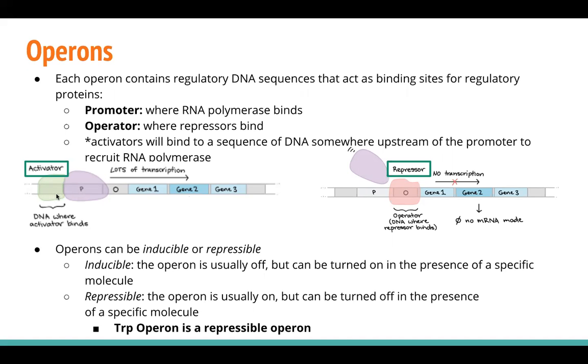Once it's activated, it'll just go through the whole transcription because the activator told it at the very start. Whereas the repressor will bind to the operator, which is after the promoter, or after where the RNA polymerase binds. So it's kind of like a stop sign. The RNA polymerase is like, oh, okay, can't do transcription. That's the main difference between where they bind. Just try to remember that the activator is before the promoter and the repressor would bind after the promoter. And then as you can see on the diagram, no transcription, there's no mRNA made. No proteins will be made.